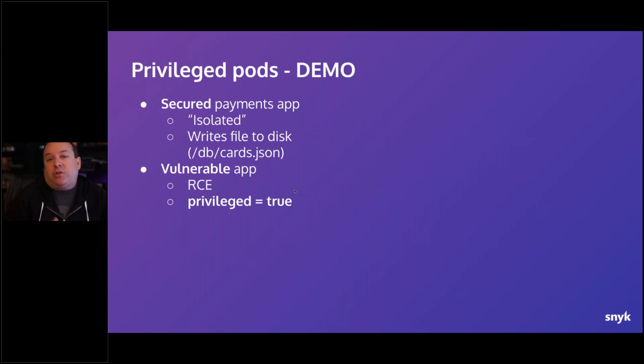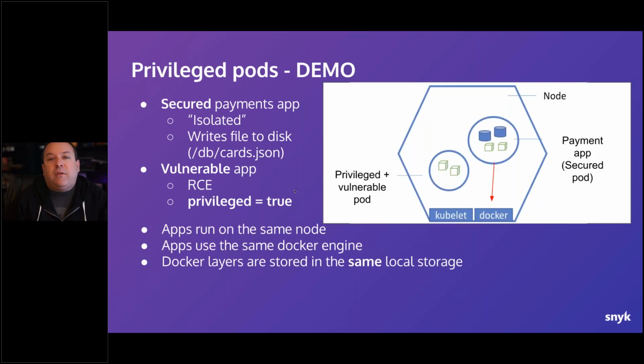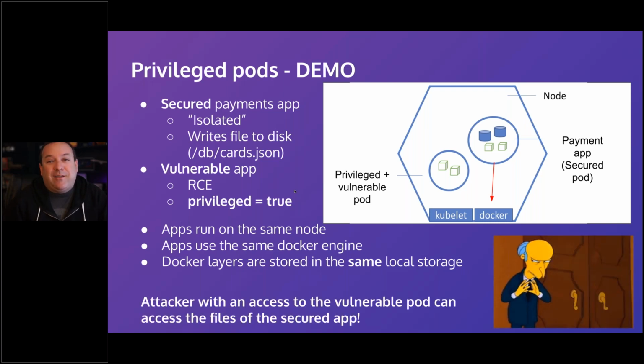So let's take a look at a demonstration of this. What we're going to do here is we've got two apps deployed in my cluster, and one of them is a mock-up of a payment app. It's not privileged. In theory, it's isolated, and it writes files to disk in a JSON format, which will represent our secure data. The other app is running privileged, and it has a remote execution vulnerability that we can exploit. Now, because these apps are running on the same node and therefore in the same container runtime, their image layers are stored in the same file system. And we're going to see how an attacker with access to the vulnerable pod can access the files of our supposedly secure payment app. So let's jump over to my terminal.